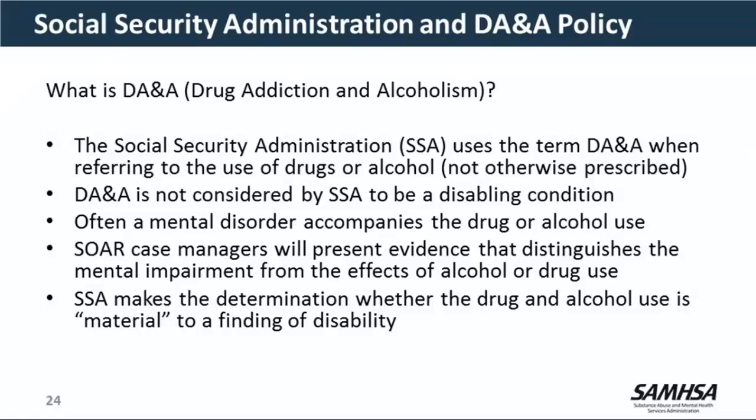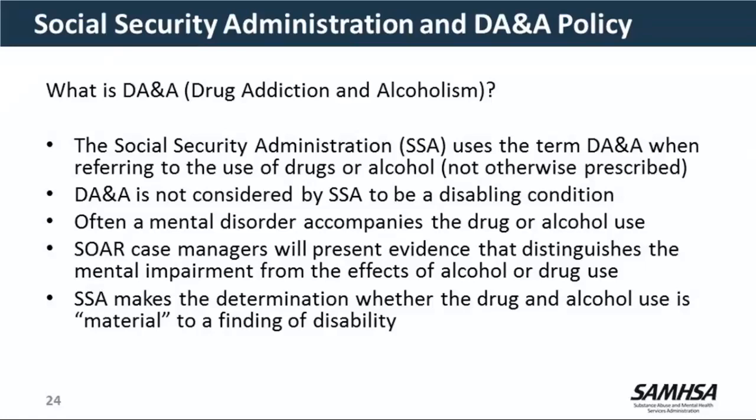So first, let's talk about DA&A. So the Social Security Administration uses the term DA&A to describe drug addiction or alcoholism. The Social Security Administration uses the term not otherwise prescribed, and that means that the side effects from prescribed opioids can be considered an accessory to a disabling condition. So they're only looking at drug addiction and alcoholism and the effects of it when they are non-prescribed substances.